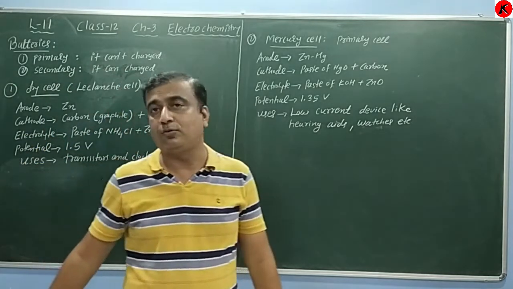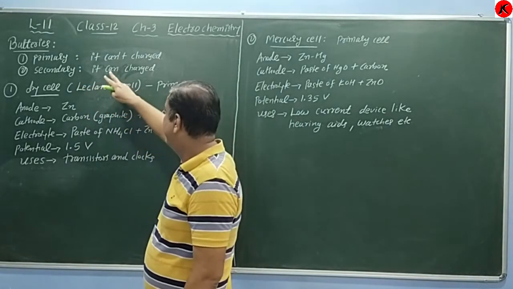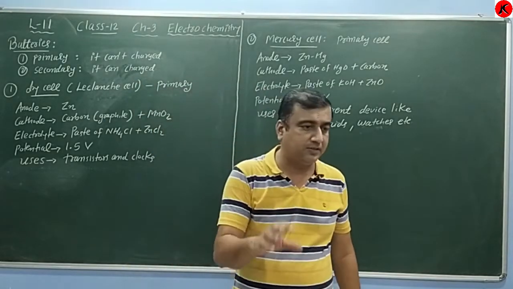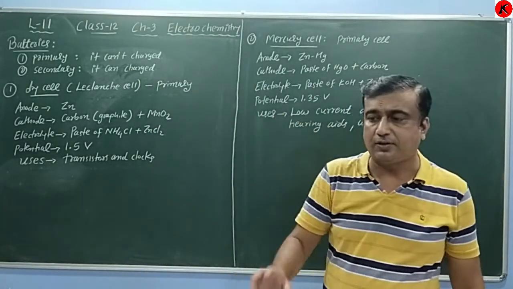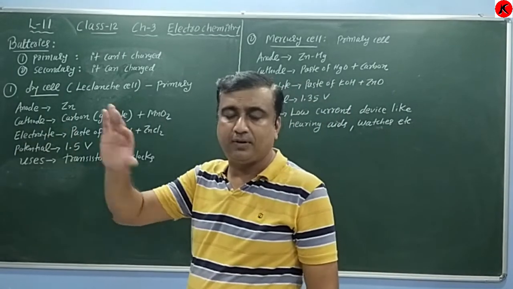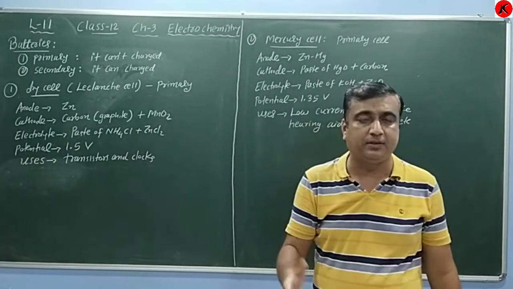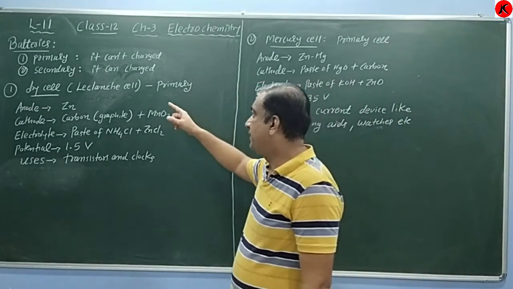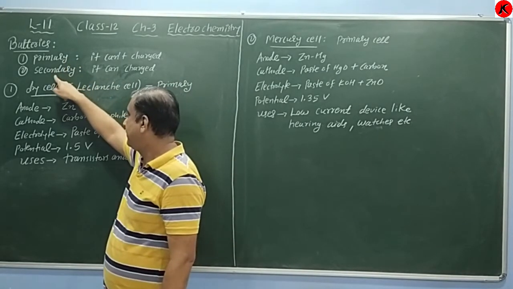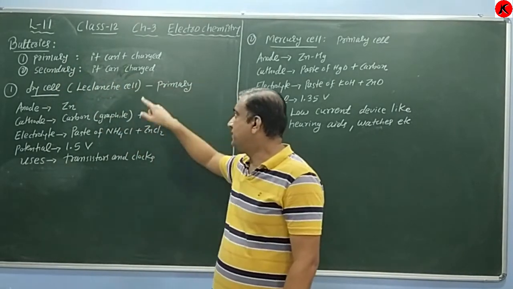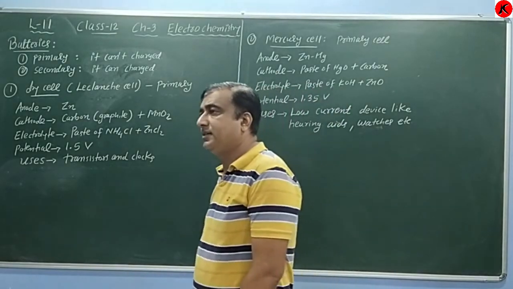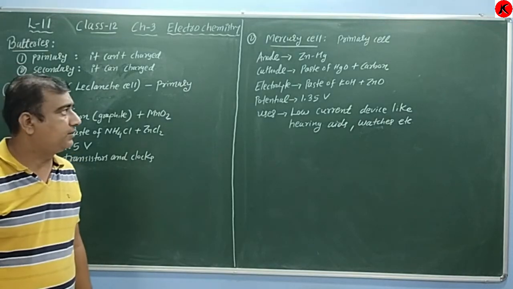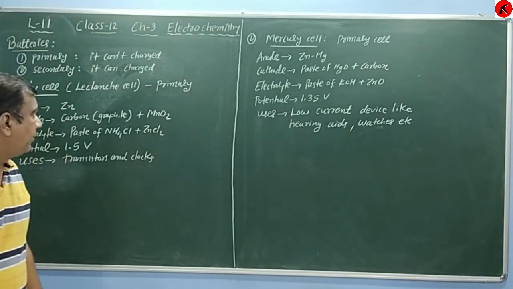Batteries can be classified into two categories, primary and secondary. A primary battery cannot be charged. Once the battery is used and the reaction is completed in the cell, after some time it becomes dead, that means useless. That type of battery or cell is known as primary. The second one is secondary, that means chargeable. In this case the reaction can be reversed by applying an external voltage.